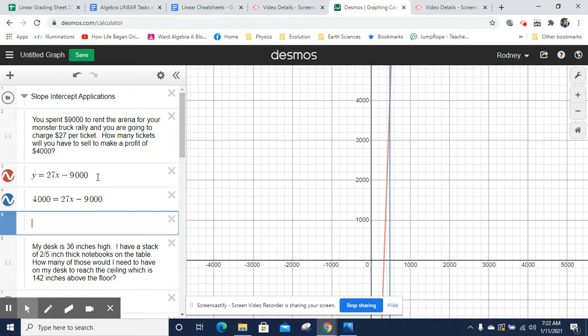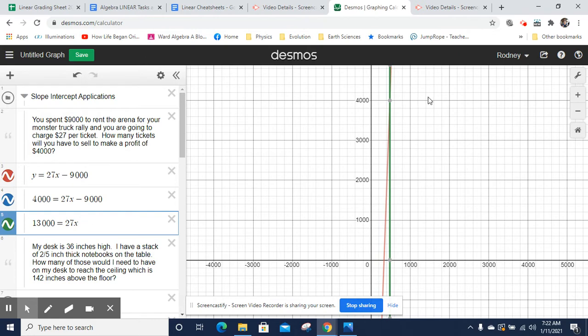So we can start solving that. We use our basic equation solving tools, add 9,000 to both sides. We get 13,000 equals 27x. Okay, and you can see this green line, this vertical line, that's actually telling us what we need.